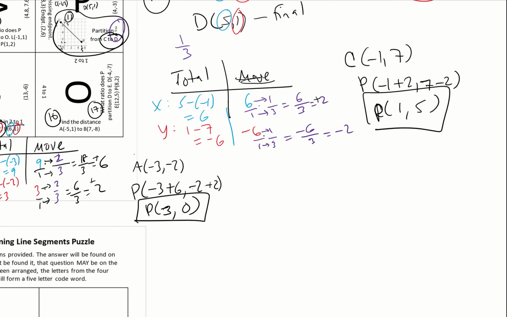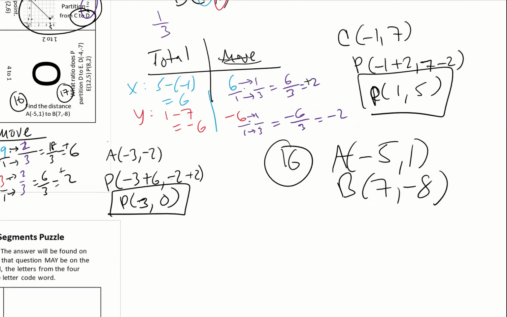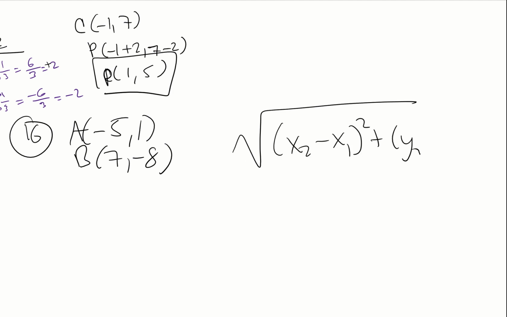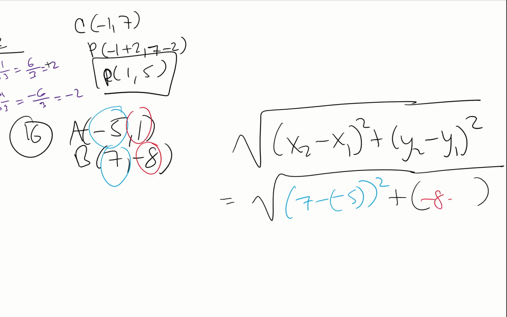All right, number 16. Find the distance from A to B. All right, again, remember the distance formula is x2 minus x1 squared, plus y2 minus y1 squared. Add them together, take the square root. Subtract those two, 7 minus negative 5 squared. Subtract those two, negative 8 minus 1 squared. And when we do the math.